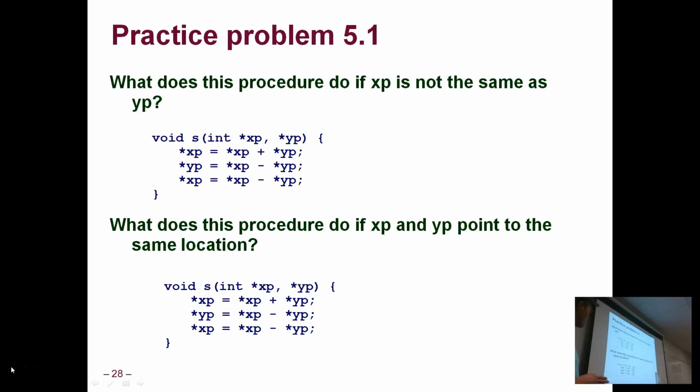Okay, so practice problem 5.1. This is your function s. What does the procedure return if xp and yp point to the same location, and if xp and yp point to different locations? So I want you to run through this both ways.